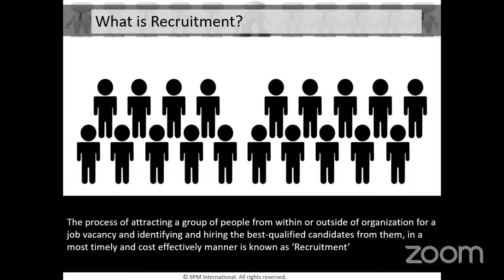And that is what we know as recruitment. So when you are hiring, you have to hire considering the qualifications necessary to have the best qualified candidate in the most timely and cost-effective manner. That's what recruitment is all about. So this definition is really all-encompassing and very understandable.